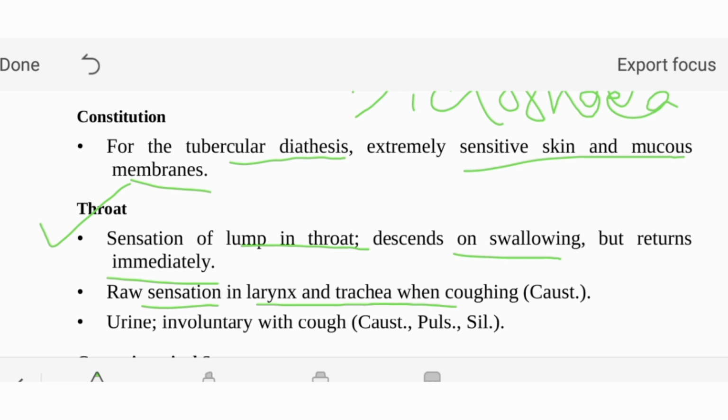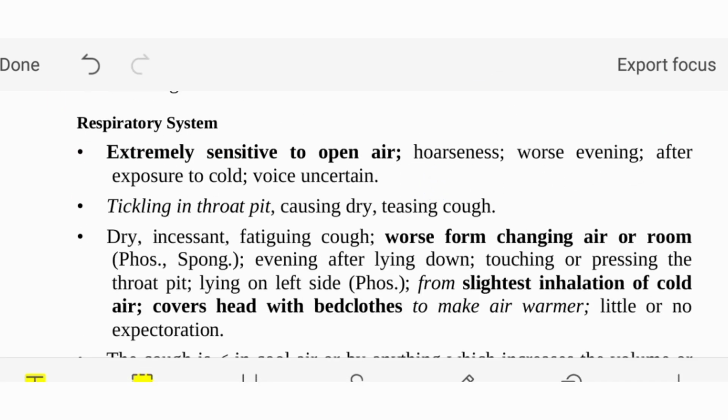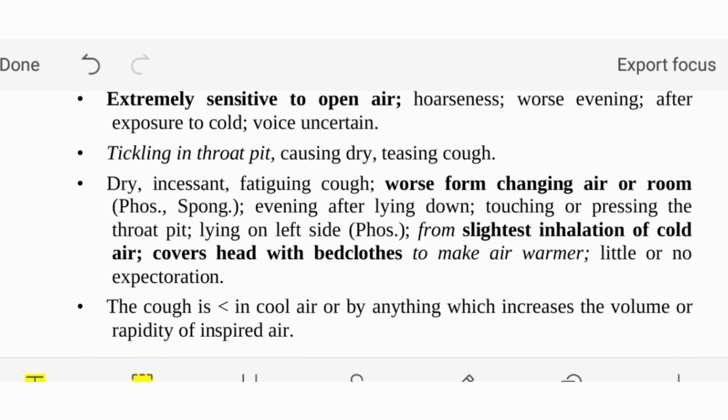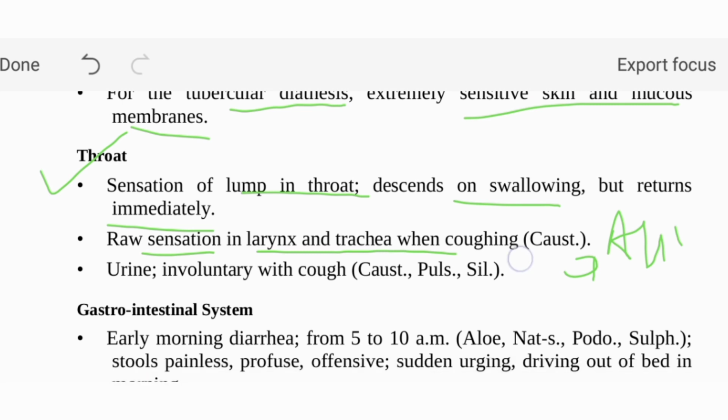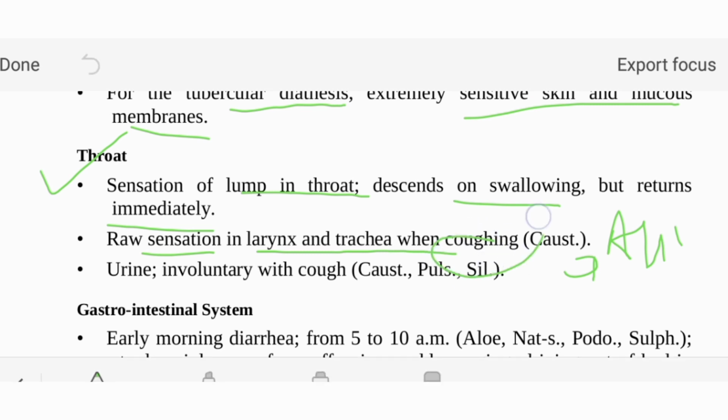Larynx and trachea. We know many remedies with raw sensation. Evening raw sensation is in Allium cepa and Pulsatilla, which have evening-time raw sensation. But here it is raw sensation while coughing. Coughing is the important point. While coughing there will be raw sensation. That is important, you should remember. In Causticum also there is a raw sensation. Causticum and Pulsatilla have a Rumex-type cough, and raw sensation is also present in them.